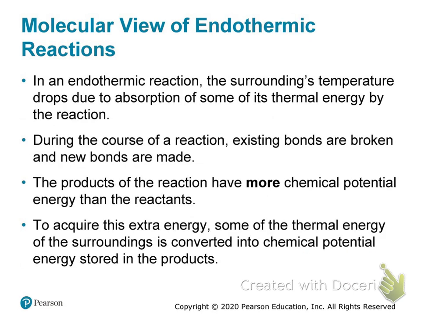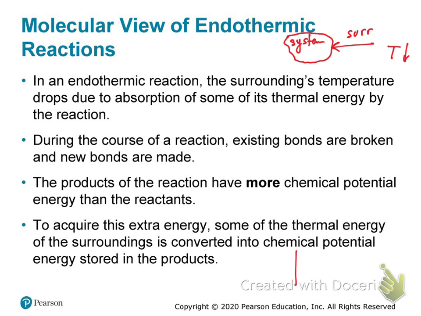A similar approach applies to endothermic processes. In an endothermic process, the surroundings temperature is decreasing. So let's look at it. For an endothermic process, the system is receiving energy from the surroundings. So of course the temperature of the surroundings goes down because the surroundings is losing energy. During the course of the process, bonds are broken and new bonds are made in a chemical reaction. The products of the reaction have more chemical potential energy than the reactants.